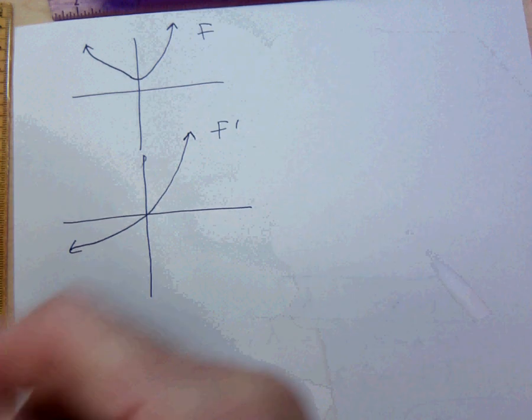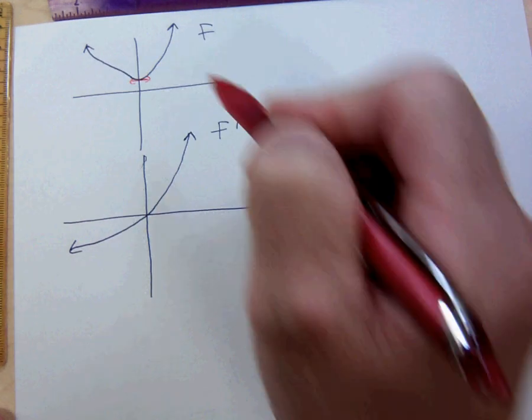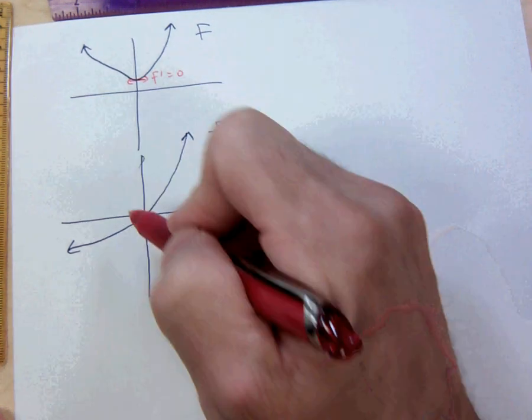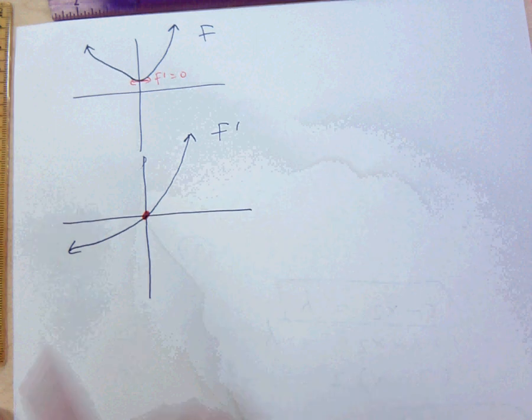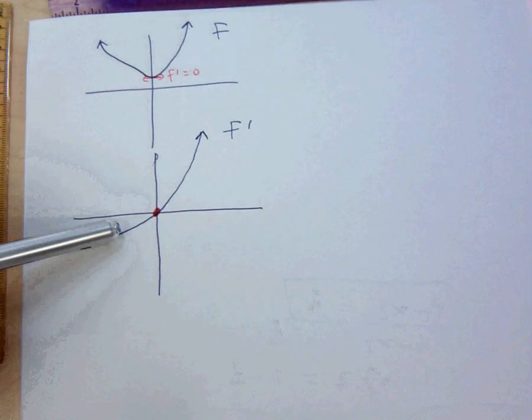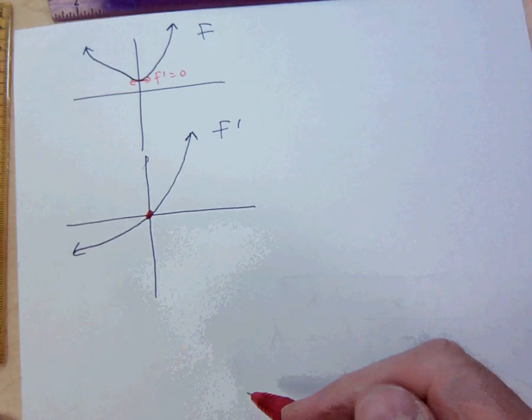Where does f have a valley? Right there. Isn't that where you'd have a horizontal tangent line with a slope of 0, right? And sure enough, that should be the y value right there. Isn't the y value on the derivative 0? Because remember, the y values on f prime are the slopes from f.